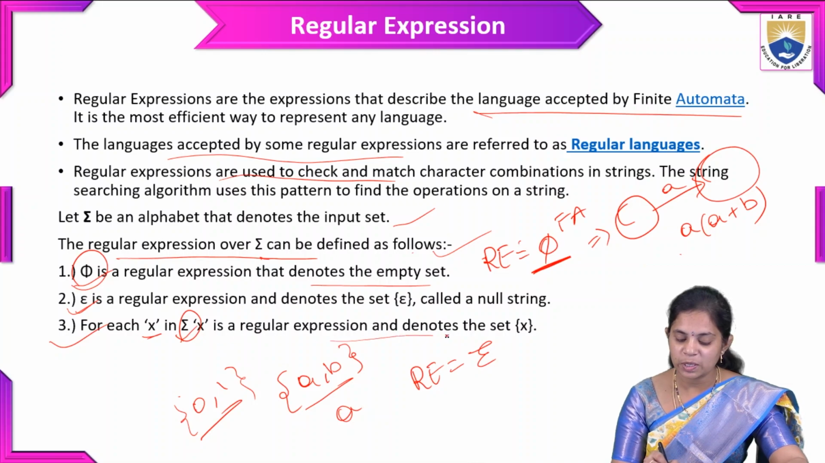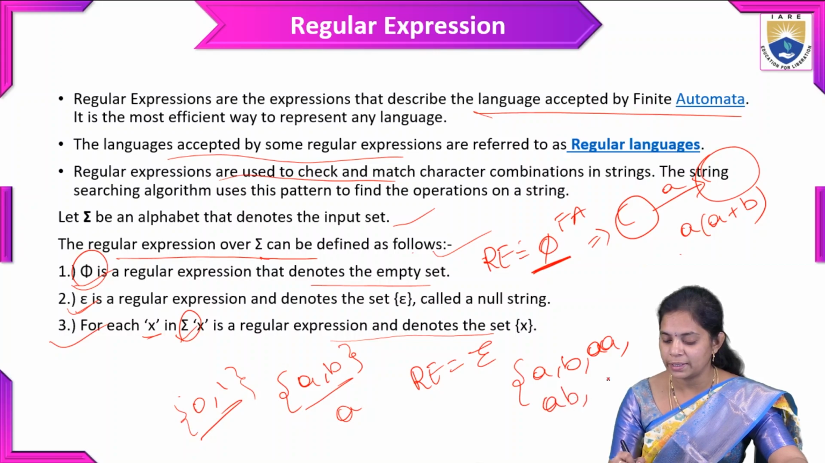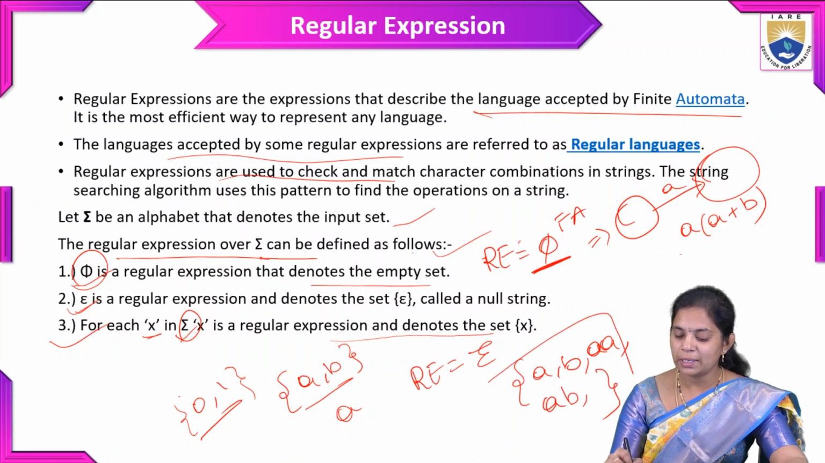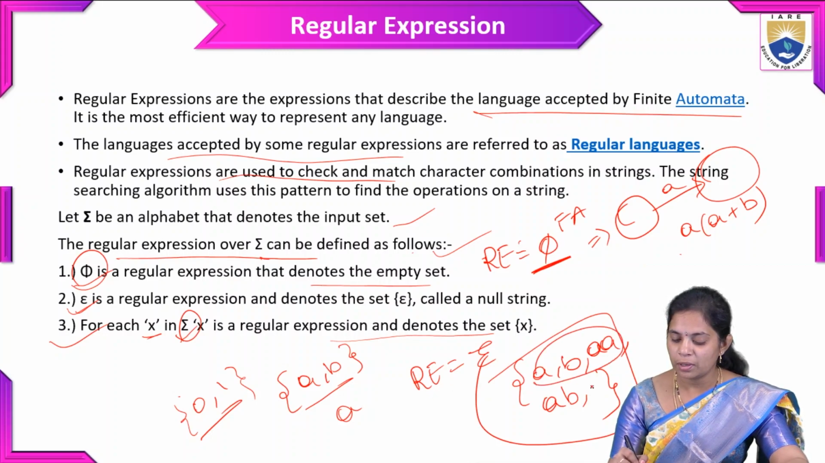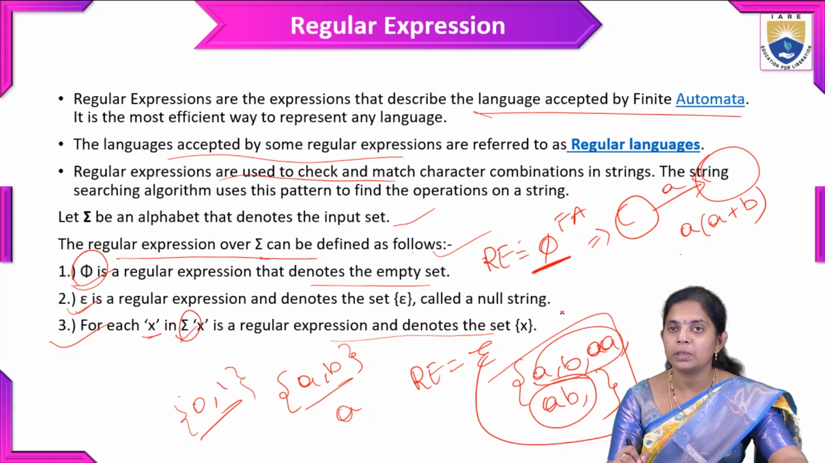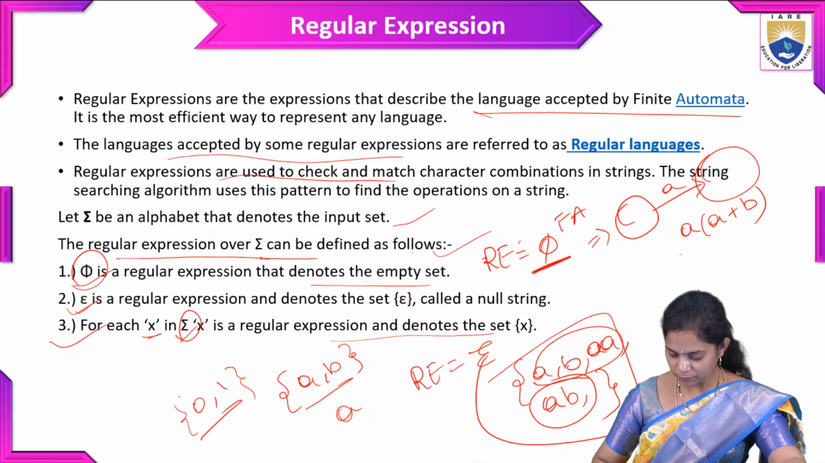So E is a regular expression and denotes the set. If we have to represent a value like a comma b, in case two things are there, we need to represent it like this. So this is the set, a regular set. These kinds of alphabets are represented in the regular expression. So this is about the regular expression.